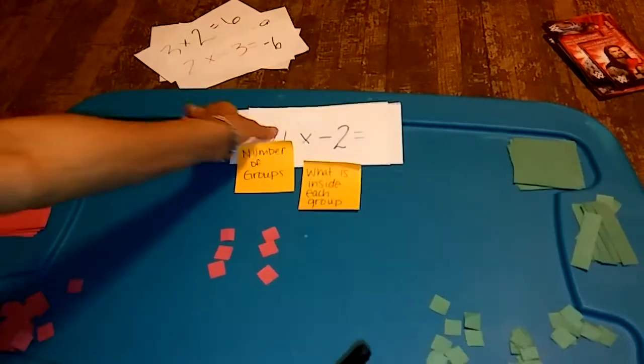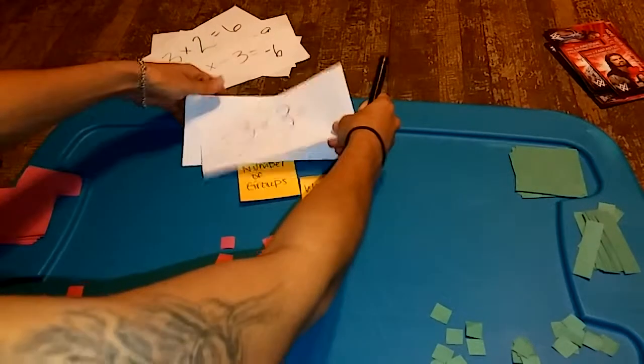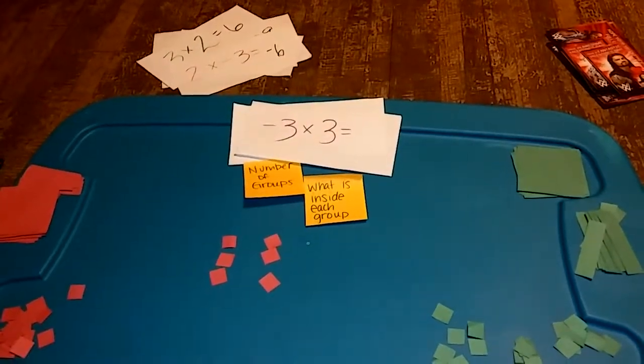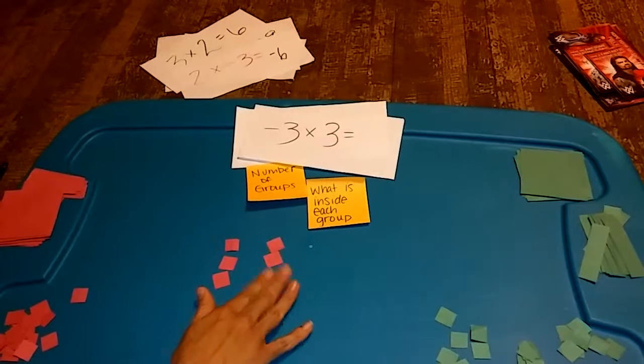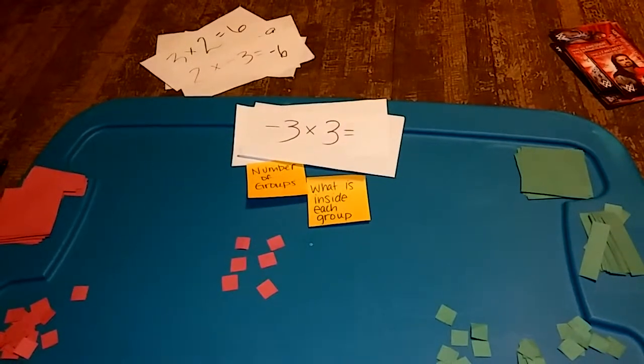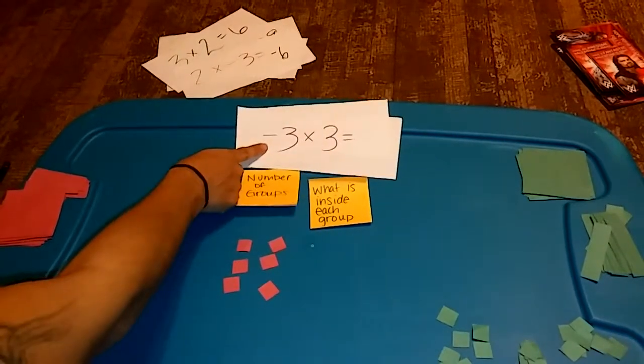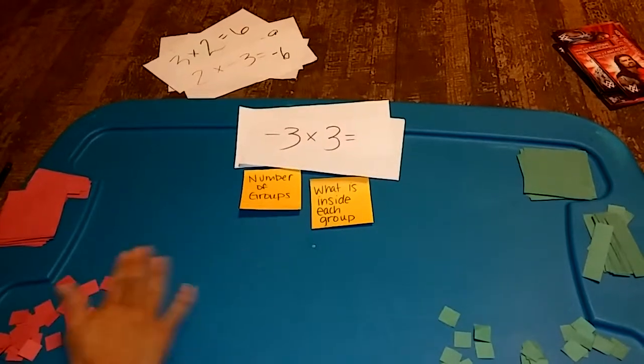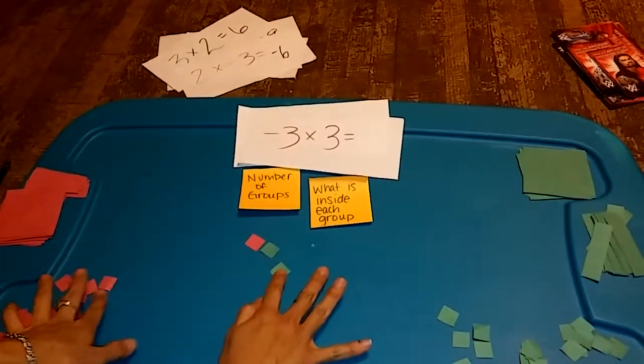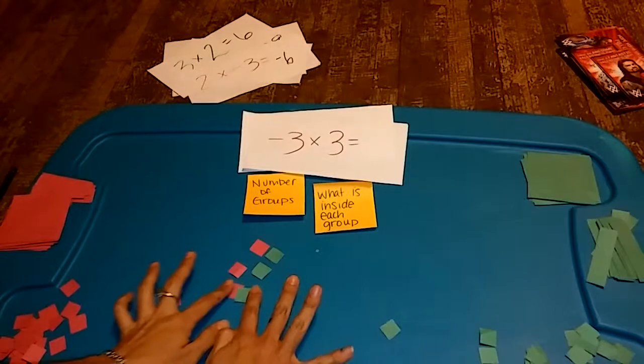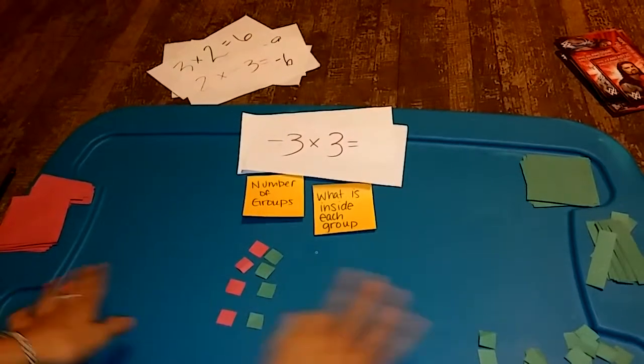All right. Let's actually do that one next. Let's talk about this. What if I have the negative number first? What that means is I'm going to be taking away groups. So what I'm doing is taking away 3 groups of 3. So let's make some 0 pairs, guys. Let's start with some 0 pairs.